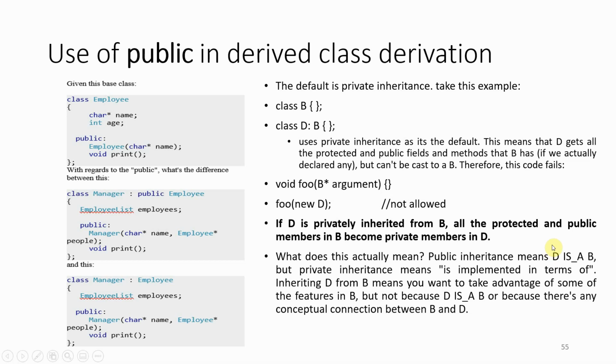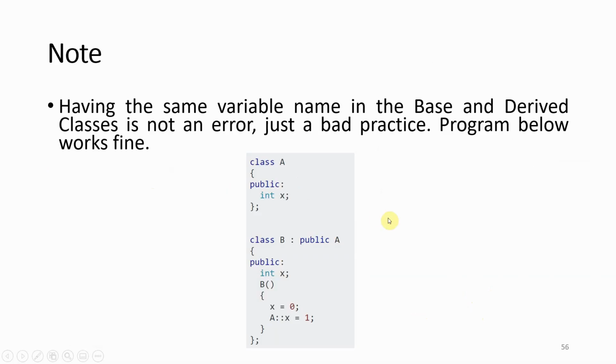Okay, public inheritance means that D is a B, right? So any object of the derived class is basically an object of the base class. But private inheritance means that you're implementing a class in terms of another class. Inheriting D from B means you want to take advantage of some of the features in B, but this object is not exactly an object of class base, because there's no conceptual connection between B and D. So that's the difference between public inheritance and private inheritance. We talked about it earlier. But if you don't have the inheritance access mode, by default it's going to be private inheritance.